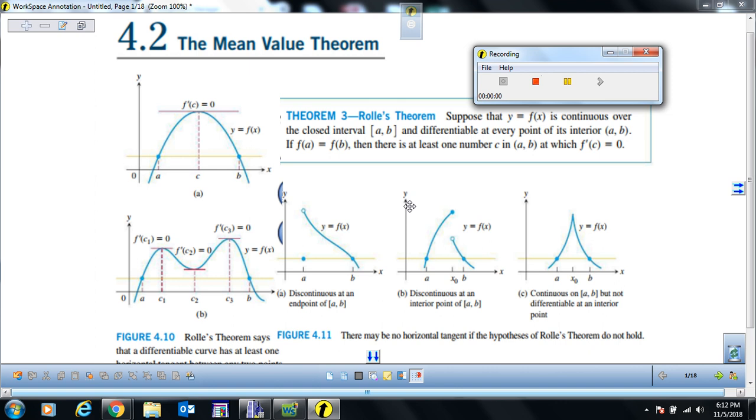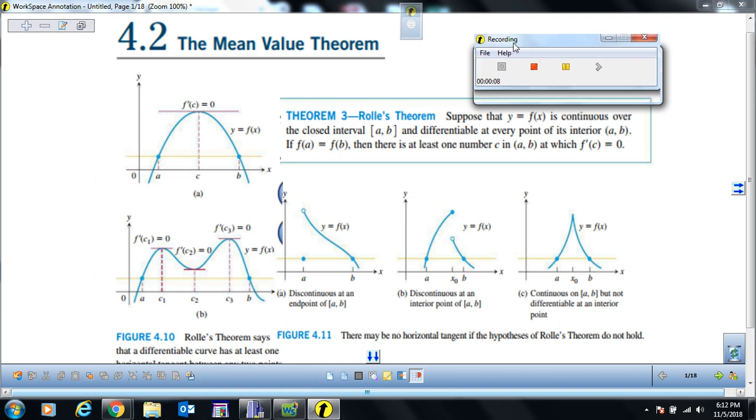Rolle's theorem says, suppose that function f of x is continuous over the closed interval a through b, and differentiable at every point of its interior a through b. If f of a is equal to f of b, then there is at least one number c in the open interval a through b, at which f prime of c is equal to 0.